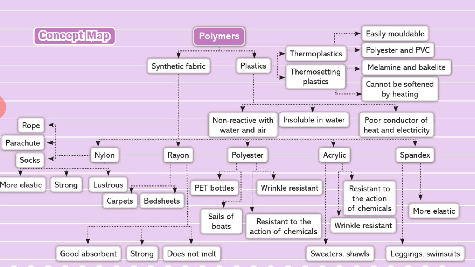Rayon is used in carpets and beds. Its properties are that it is a good absorbent, strong, and does not melt. Then polyester is used in PET bottles and sails of boats, is wrinkle resistant, and resistant to the action of chemicals. Acrylic we studied is resistant to the action of chemicals and wrinkle resistant, and is used in sweaters and shawls. Then spandex is more elastic and is used in leggings and swimsuits.